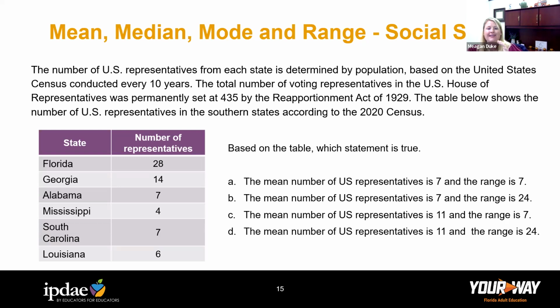Okay, so getting rid of ones you know are wrong and helping them narrow it down. And then if they unfortunately do have to make a guess, at least it's down to a 50-50 guess instead of 25% if you guess A, B, C, or D. Very good. Okay.